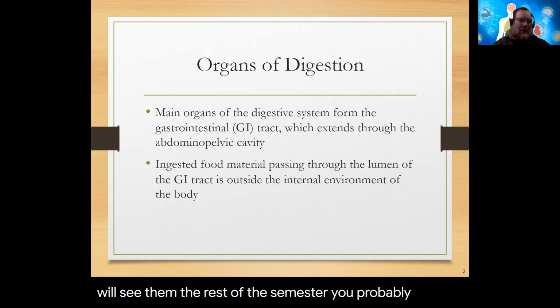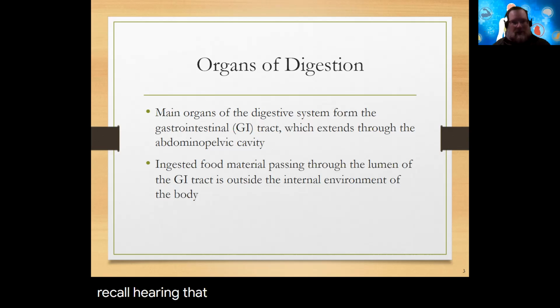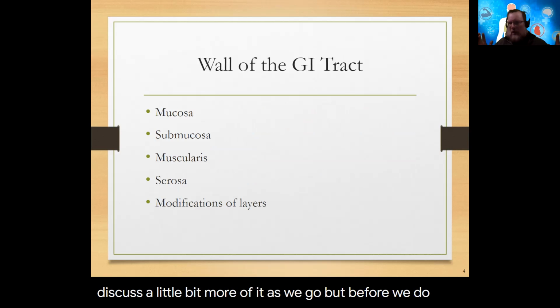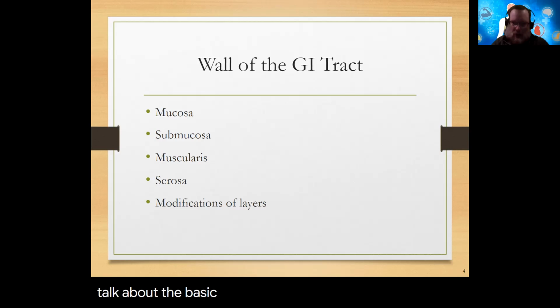You probably can recall hearing that frequently. So, well, here you go. Here's another example of that. So as we move on, and the chemistry stuff we already did, carbs, proteins, fats, we'll discuss a little bit more of it as we go. But before we do, let's talk about the basic structural aspects of that GI tract.